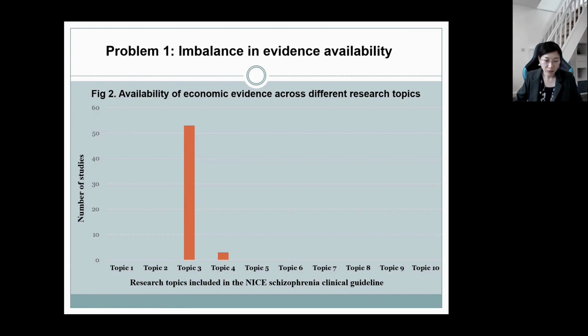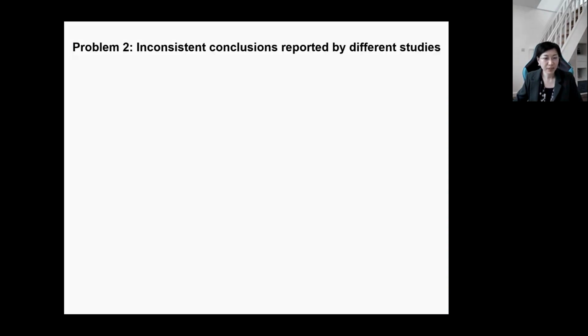And then what about topics such as topics 3 and 4, where there is more than one piece of economic evidence? Does this mean it will be much easier for the stakeholders to make their recommendations? Unfortunately, the answer might be no. That's because different studies might report different conclusions about the same interventions.